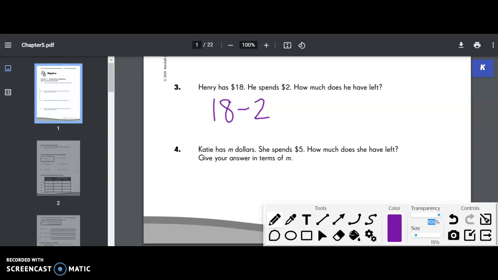So number 4, Katie has $M. She spends $5. How much does she have left? Give your answer in terms of M. That just means we'll have M in the answer. So if she has $M and she spends $5, then we know that she's losing that. It's going away, so we subtract it.